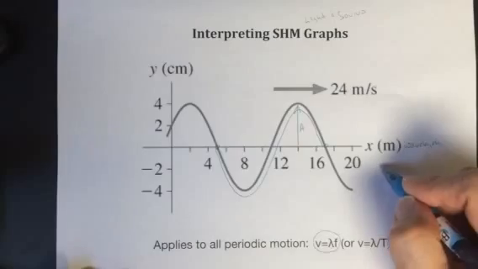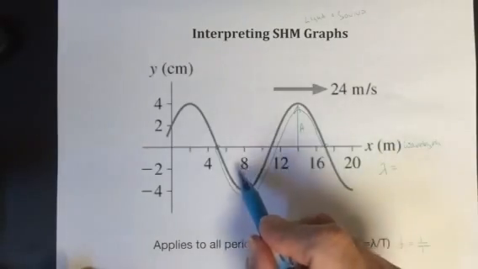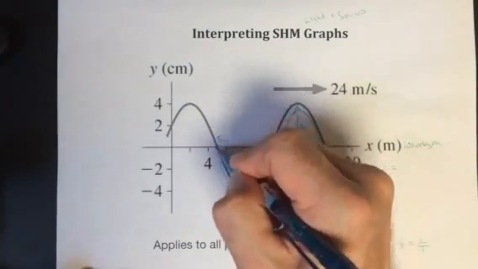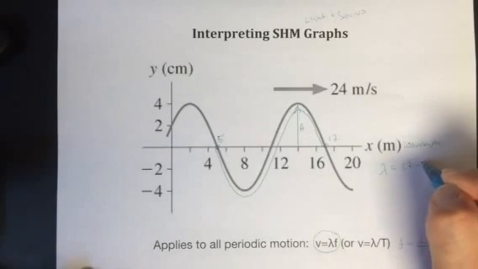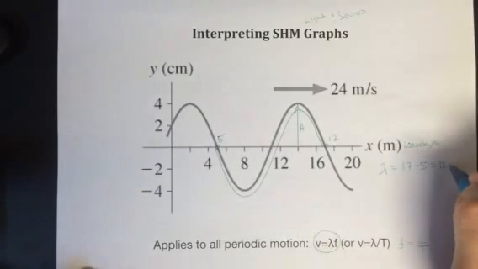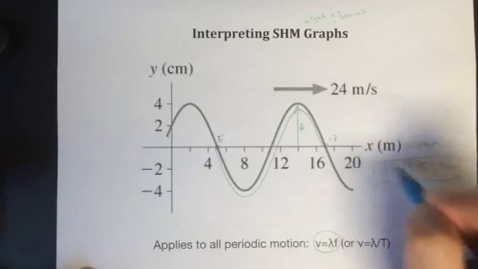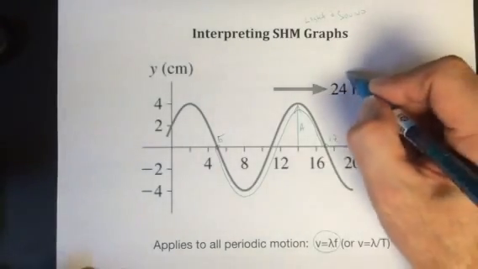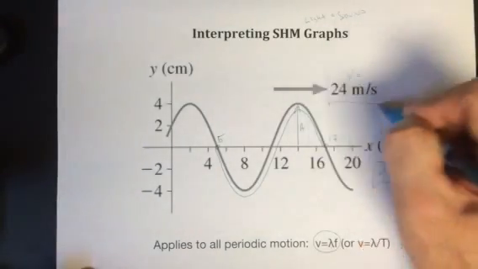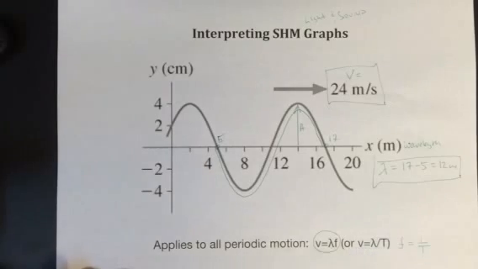So the wavelength here is going to be equal to, it looks like it goes from 5 to 17. Wavelength is 17 minus 5, or 12 meters. That is the wavelength of this particular wave. We see that we're also given the speed of the wave. Speed of wave is given as 24 meters per second.